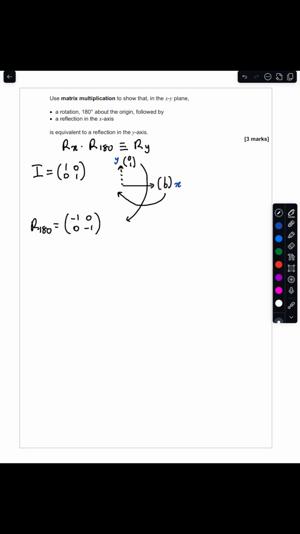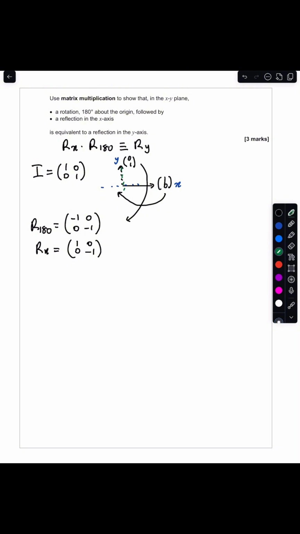For a reflection in the x-axis, if we're reflecting in this axis, we can see that the point 1, 0 remains unchanged, but 0, 1 becomes 0, negative 1. So I can write that the reflection in the x-axis equals the matrix 1, 0, 0, negative 1. When I multiply these two, that should give me a reflection in the y-axis.